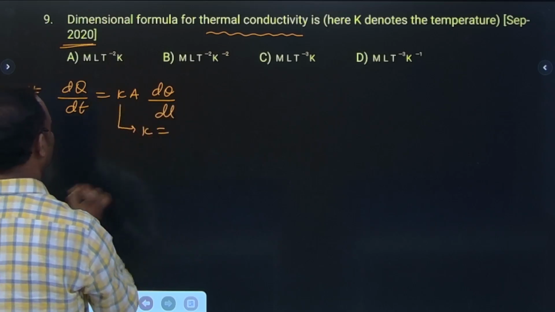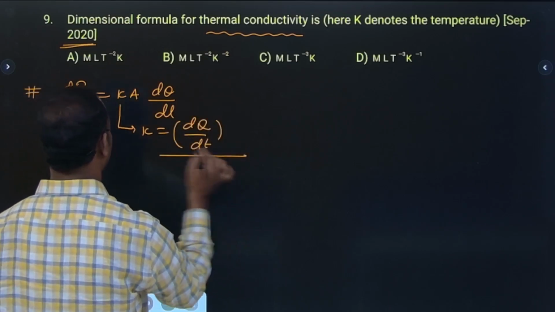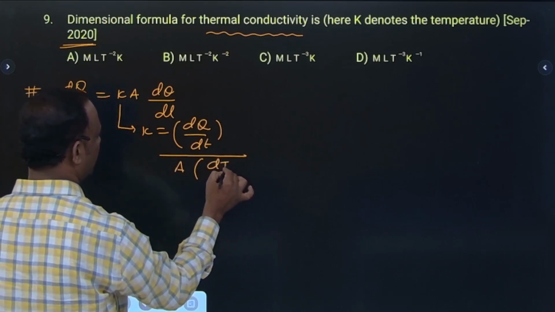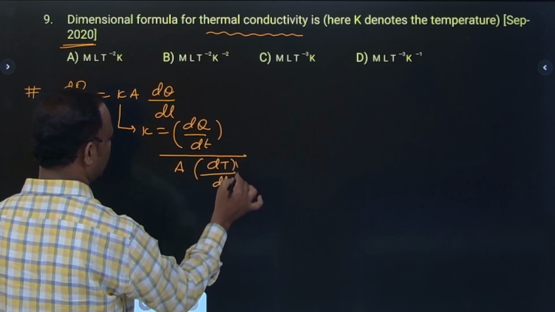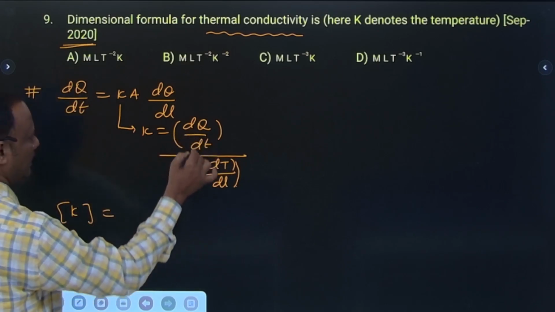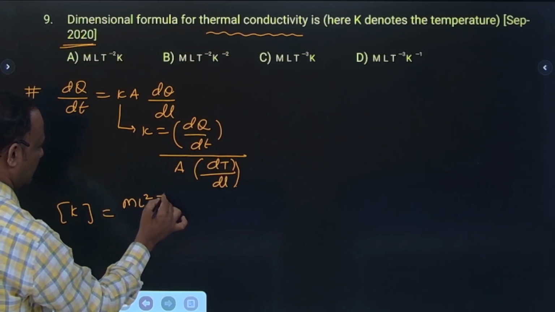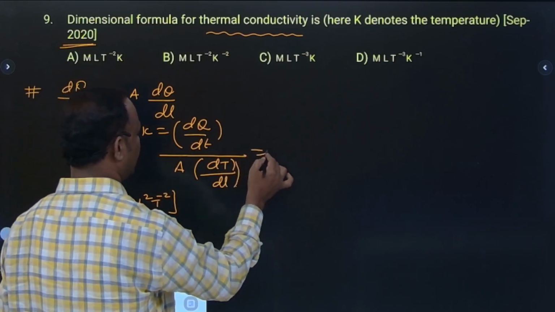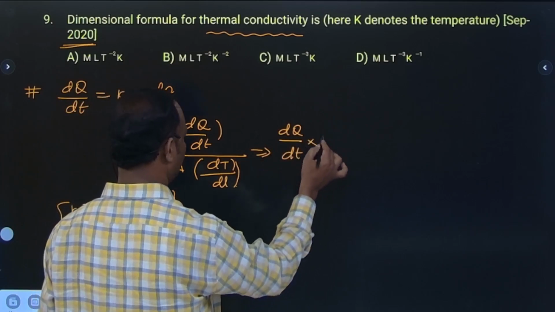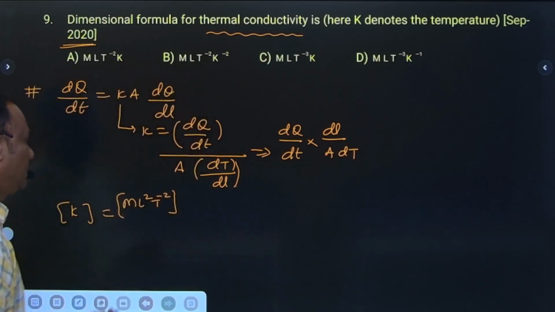K is equal to what? K is equal to dQ by dt divided by A d theta by dl. The dimension formula of dQ by dt is power, you know, so I'm writing directly ML square T minus 3. Again I'm simplifying: dQ by dt into dl by A d theta. Now directly we can write it.